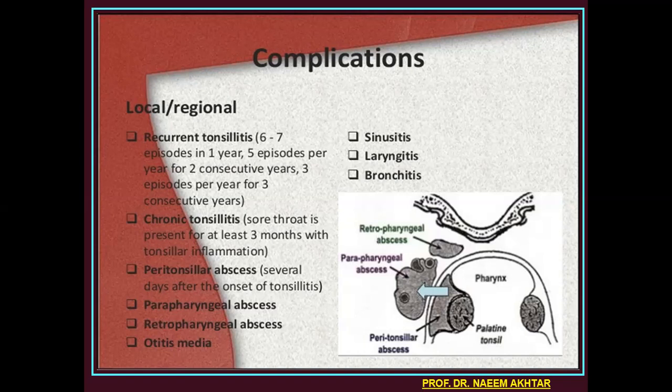The patient may get peritonsillar abscess several days after the onset of tonsillitis. He may develop parapharyngeal abscess, retropharyngeal abscess, otitis media, sinusitis, laryngitis, and bronchitis. All these may be local and regional complications due to acute tonsillitis.